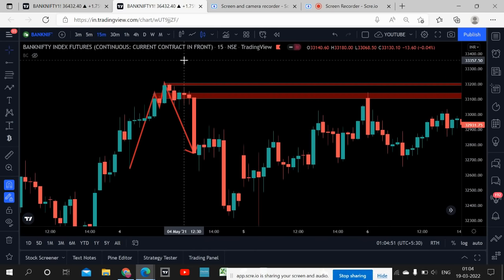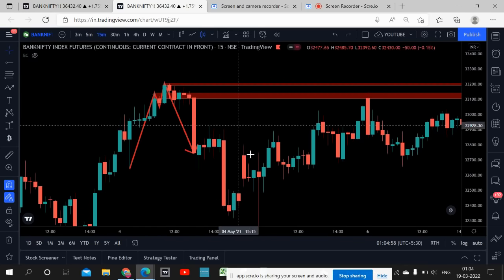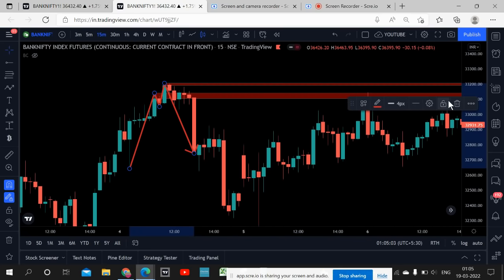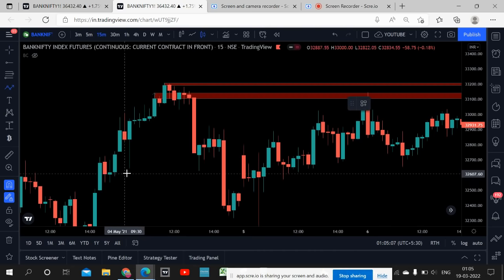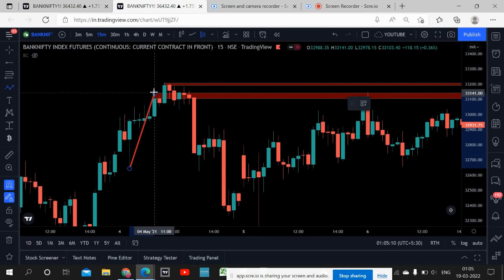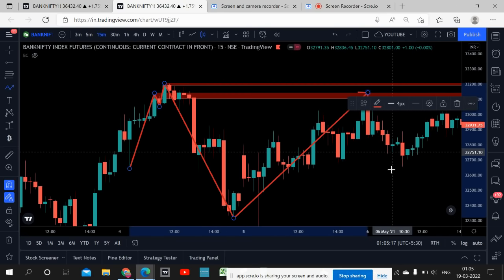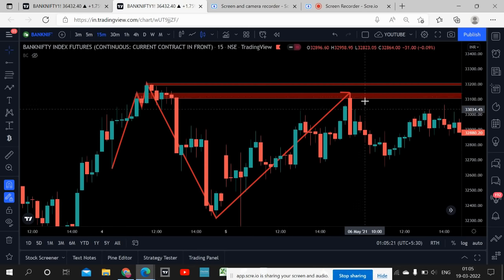As per the setup, I will not initiate any trade in this candle or even in this candle. So what should I do? I should wait for the price to come to this level. This is the QML that made the low, and this is your entry point. I will wait for the price to come to this level and initiate a sell over here.